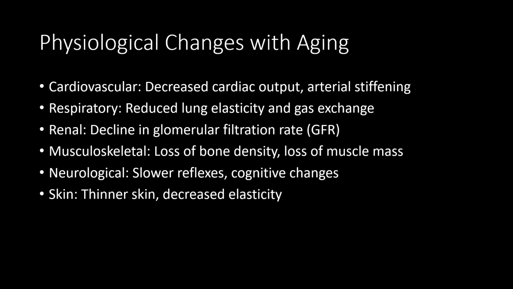Some physiological changes that are associated with aging. So cardiovascular system will have a decreased cardiac output and arterial stiffening. So this can lead to congestive heart failure, high blood pressure. Respiratory, we have reduced lung elasticity and gas exchange. Renal, we have a decline in glomerular filtration rate, which means our kidneys are not functioning as well as they could be, and this is a normal process of aging. So as we age, our kidneys are going to slowly decline.